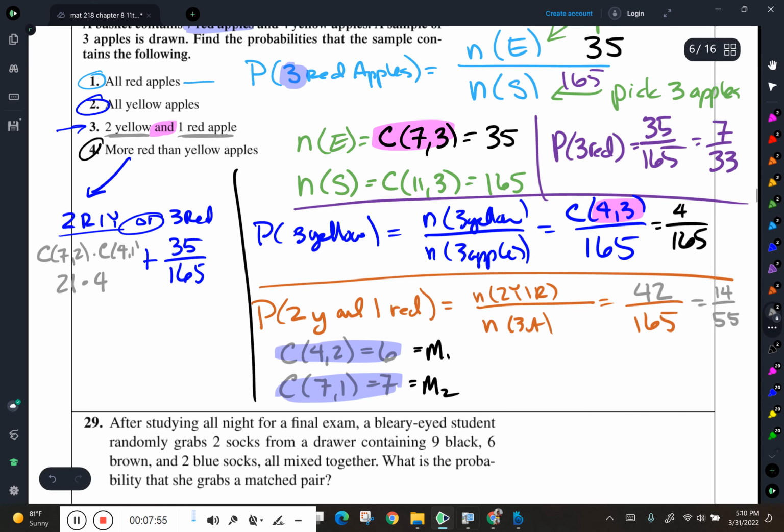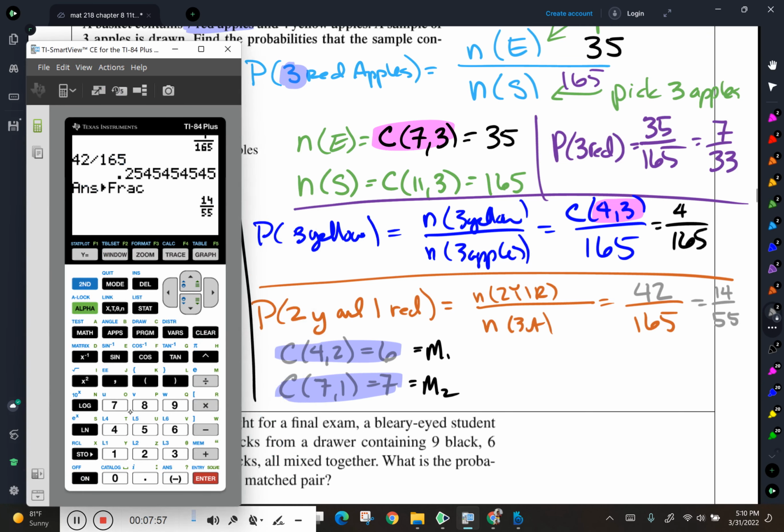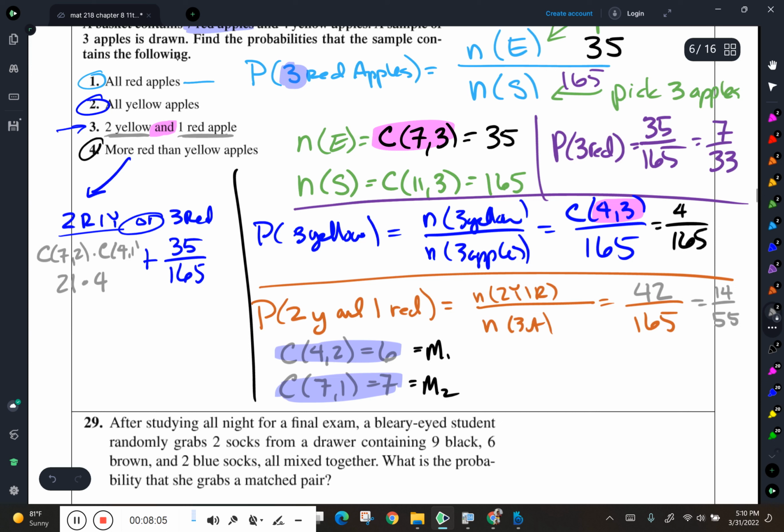I think 7 choose 2 is 21. Let me check that real quick. 7 math combination, 7 choose 2, 21. Okay, 21 times 4 is 84. And so I've got 84 over 165. That's going to give me my 2 red, 1 yellow. 35 over 165, that's going to give me my 3 red.